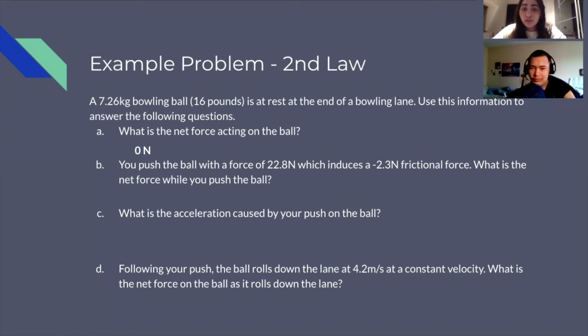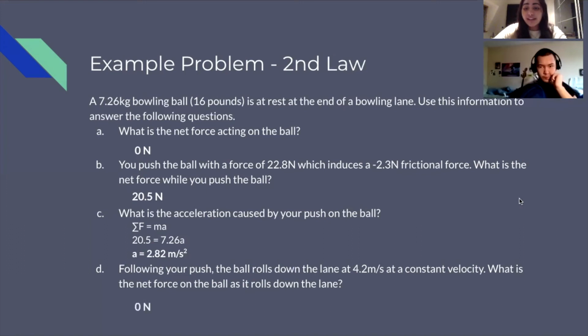If we push the ball at 22.8 newtons, and we also have a frictional force in the opposite direction of 2.3, the net force is simply, you just need to add them up. And that gets you 20.5 newtons. And the immediate use of this information is to figure out what the acceleration is. And this is exactly what the second law tells you. The net force is equal to the mass times acceleration. So 20.5 must equal 7.26 times the acceleration that we're trying to find. And therefore, we can say that the acceleration is around 2.82 meters per second squared.